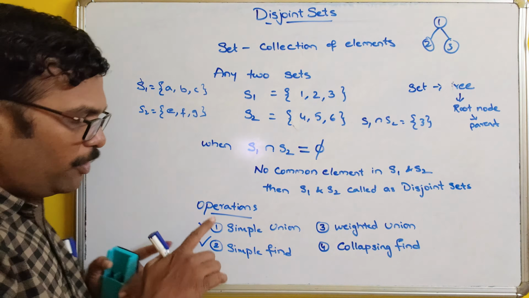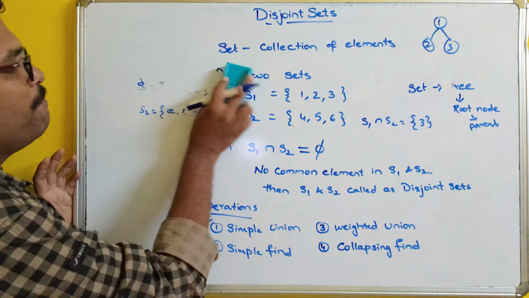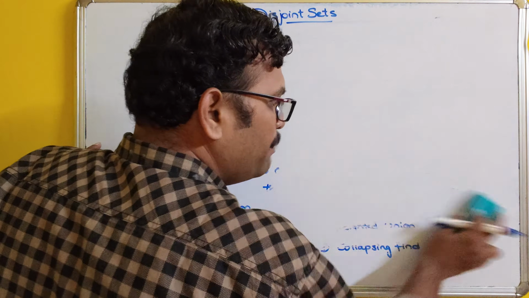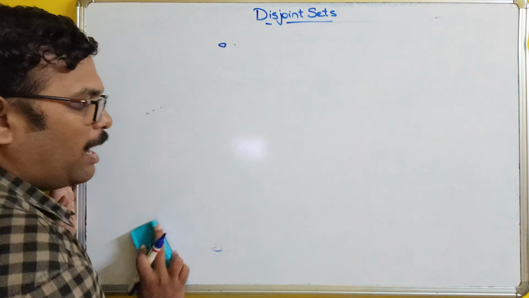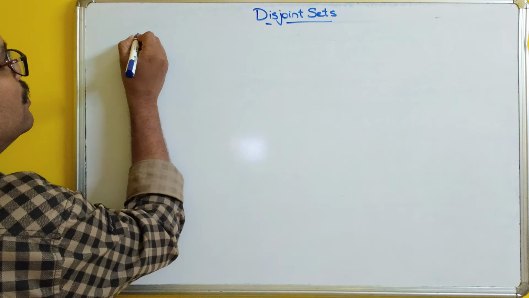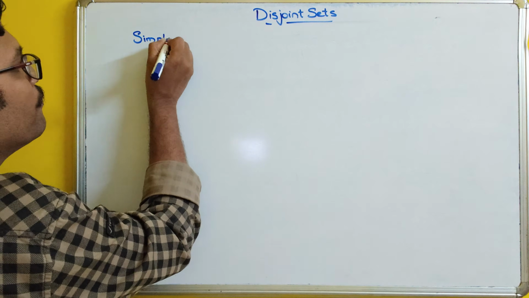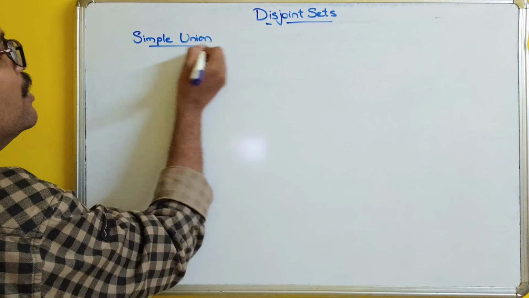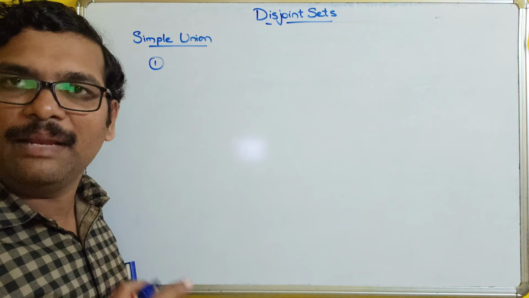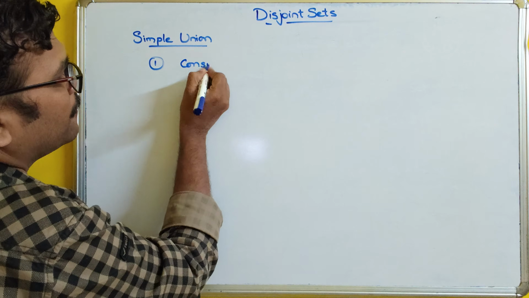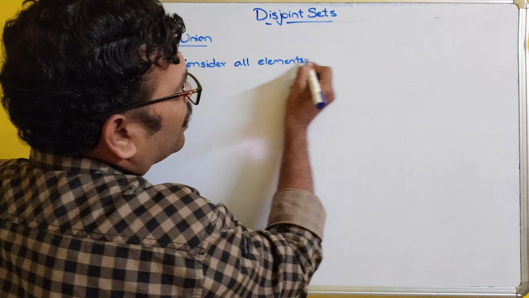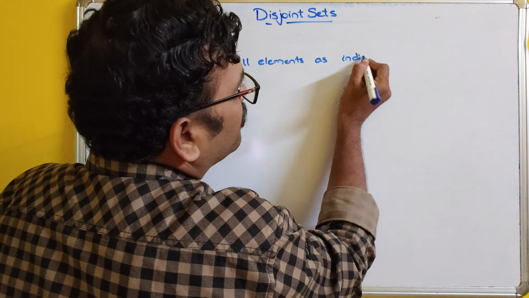Now we'll see the simple union and simple find. First, a simple union. Simple union means we are supposed to apply the union operation between the elements. So first what we have to do is consider all elements as individual.